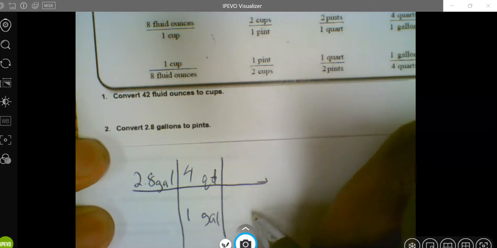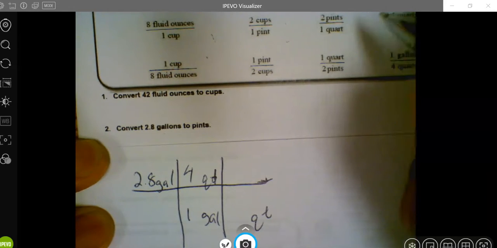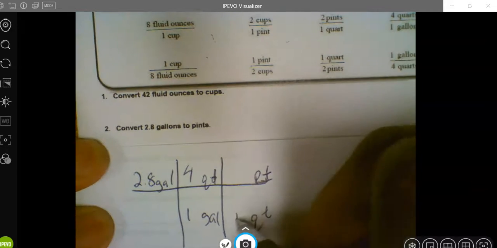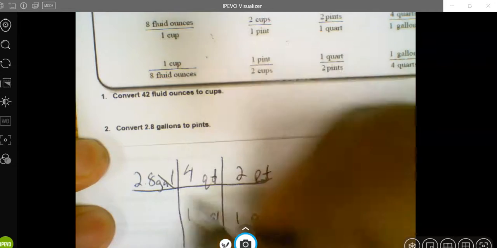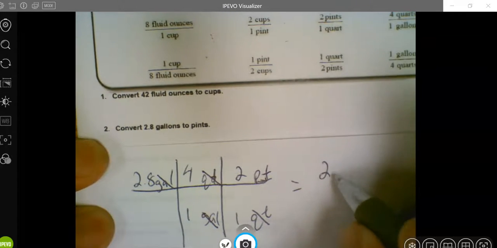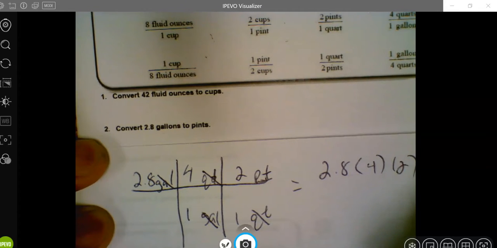So 1 gallon is 4 quarts. And that counts as my gallons. But I need to make my quarts become pints. So I'm going to put quarts on the bottom. And quarts and pints, we do have a relationship. So I'm going to put pints here. So 1 quart is 2 pints. All right. So this cancels my gallons. I'm going to cancel my quarts. So the answer should be 2.8 times 4 times 2 pints, all over 1 times 1.